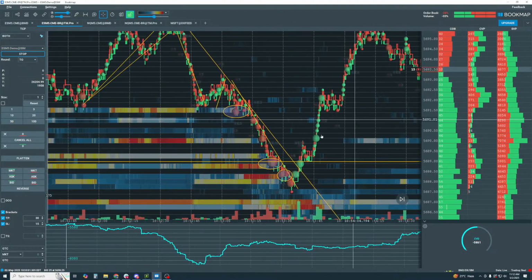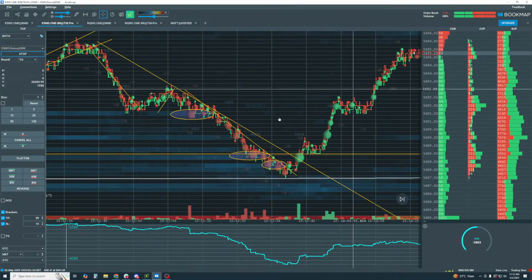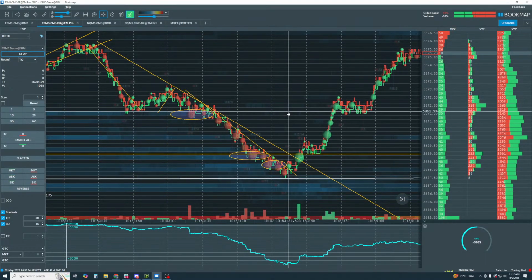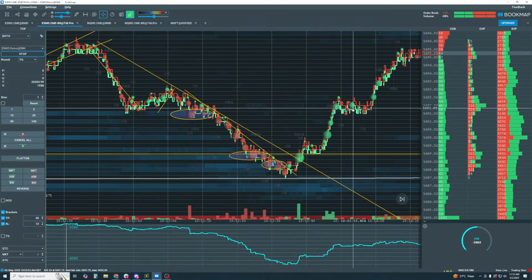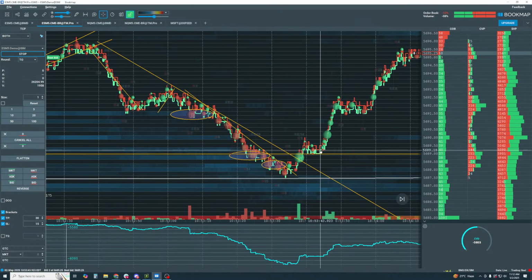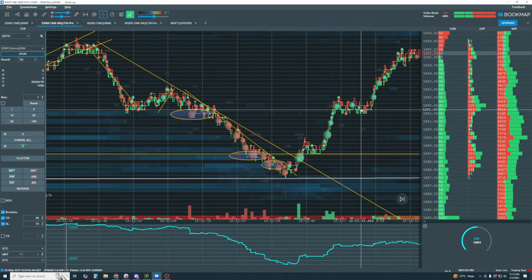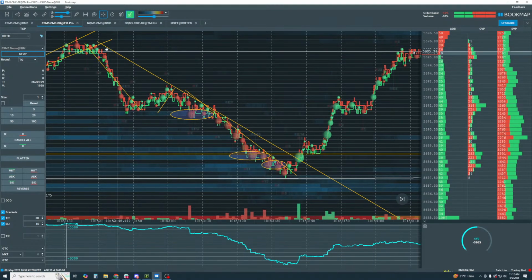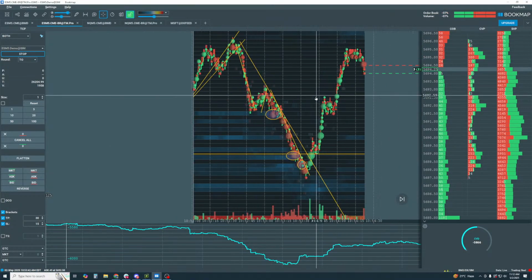I think this is very similar to Donkey Face's setup as well. Anyway, then we get a continuation pattern out of it. No sellers up in here, very little, and then buyers roll in again and take it back up to the top of the range.